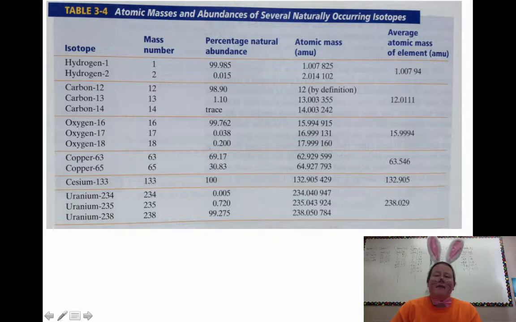When you look at the average atomic mass, oftentimes you can round this to the nearest whole number, and it will be most of the time the most abundant isotope. For example, hydrogen-1 is the most abundant isotope. If I take the average atomic mass and round it to the nearest whole number, we're rounding it to 1. Carbon-12 is the most abundant. This would round to 12. Oxygen-16 is the most abundant. This would round to 16.